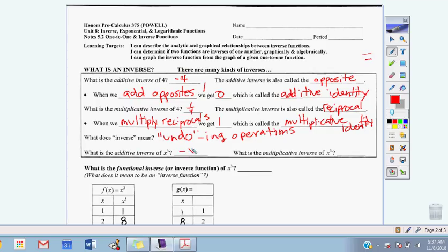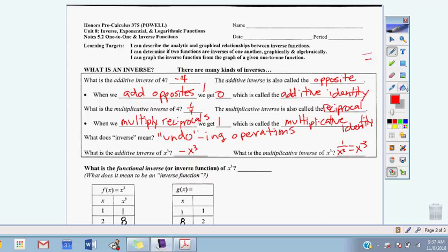We would say that that's -x cubed, because x cubed plus -x cubed would give you that additive identity, which is 0. What is the multiplicative inverse of x cubed? Well, you guessed it, that would be 1/x cubed. Why? Because when we multiply those two together, that would get us equal to 1.